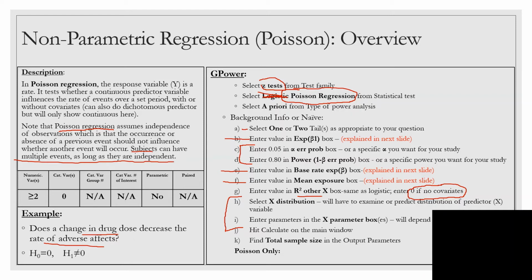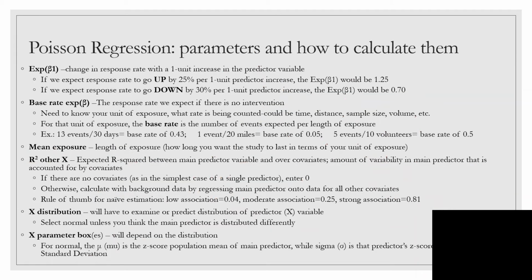So let's take a look at total sample size. Sorry, this calculates total sample size. Let's take a look at those parameters. For Poisson, we have more parameters. This first one is the change in the response rate with a 1% increase in the predictor variable.